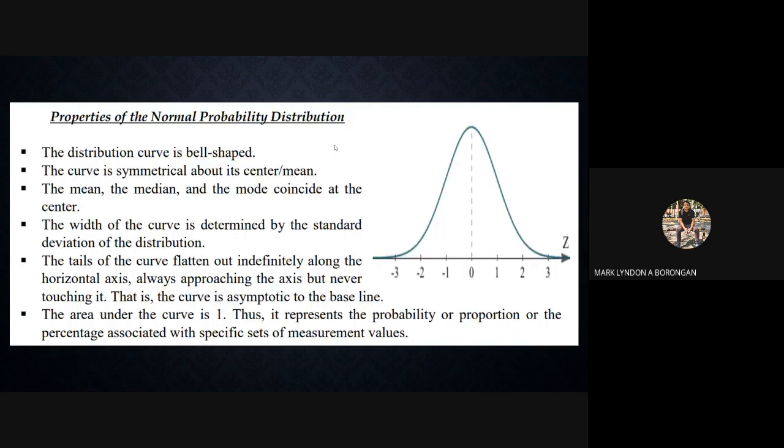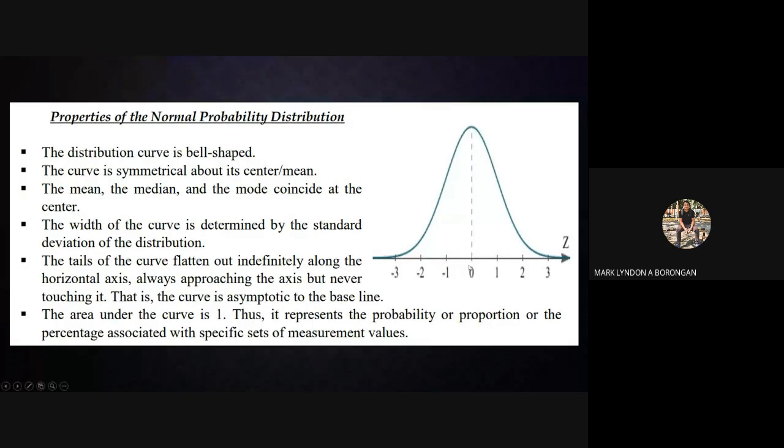So, let's dig deeper into the probability distribution. These are the properties. The distribution curve is bell-shaped. So, as you can see there, it is bell-shaped. And the curve is symmetrical about its center or mean. So, it is symmetrical, it has a mirror image. So, the median and the mode coincide at the center.